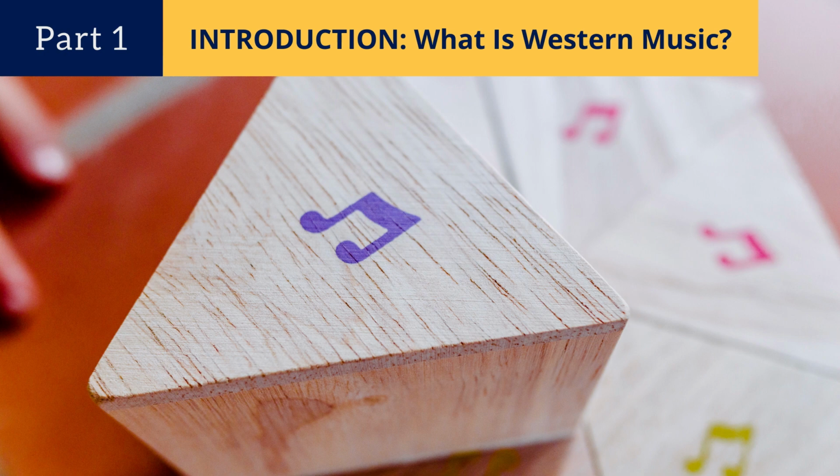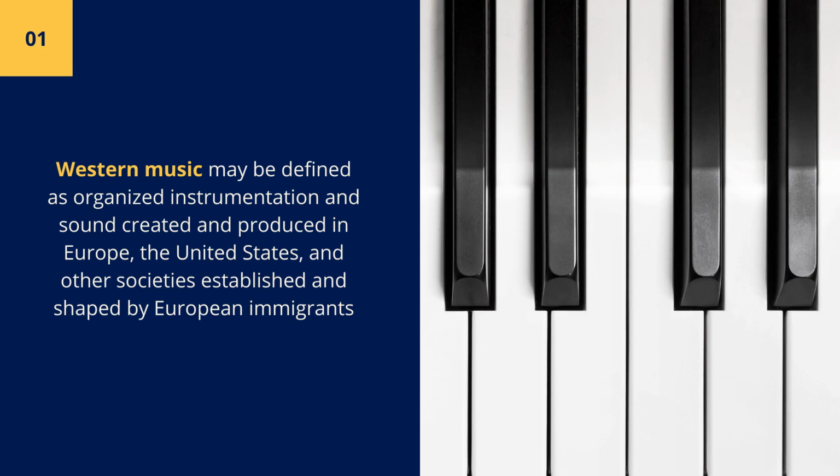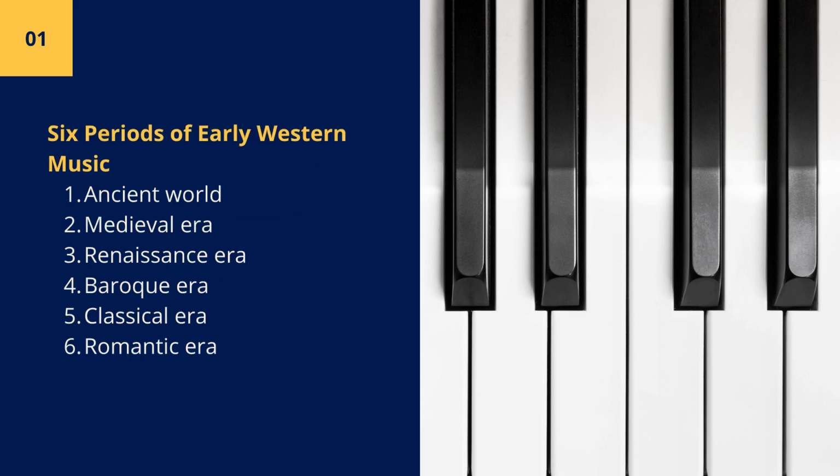The term Western refers to European traditions and social structures that has come to include societies that were established and shaped primarily by European immigrants, such as those in the Americas. Thus, Western music may be defined as an organized instrumentation and sound created and produced in Europe, US, and other societies established and shaped by European immigrants.